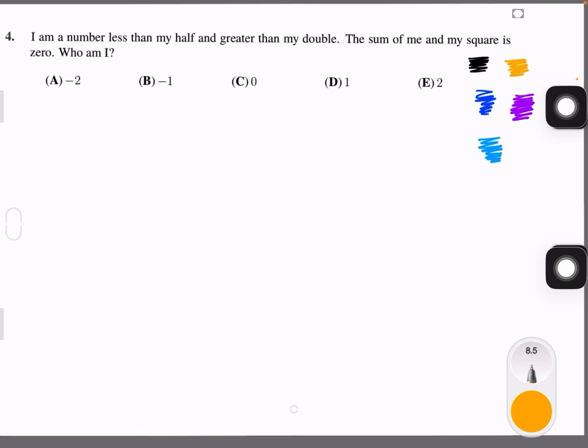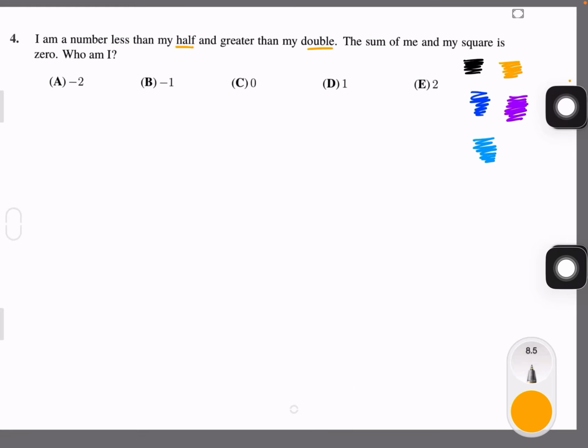Who am I? So to solve this problem, we can go through each of the answer choices and solve it by a guess and check method. So starting off with -2, let's find its half, double, and its square. The half of -2 we can find by doing -2 divided by 2, which is -1. And its double, which is -2 times 2, which is -4. And its square, which is -2 times -2, which is also -4.